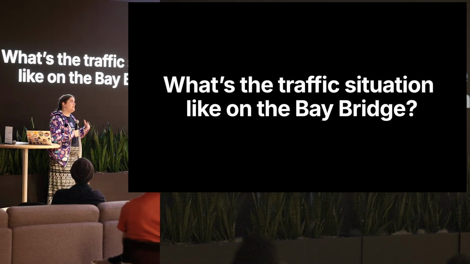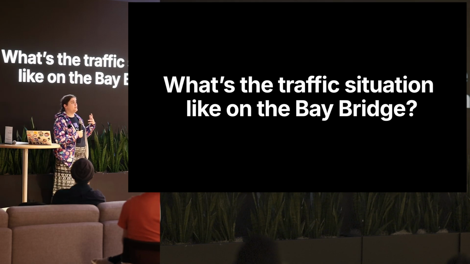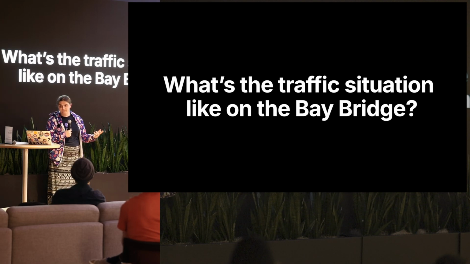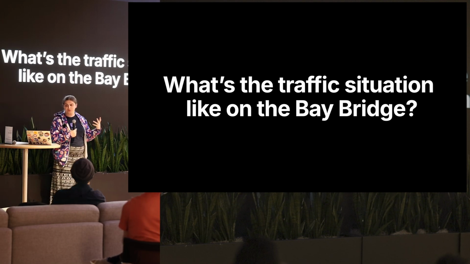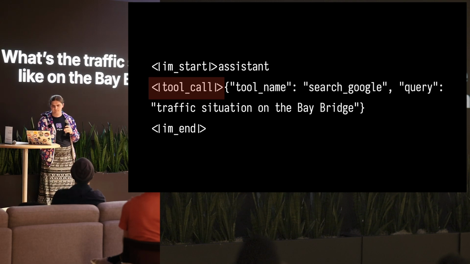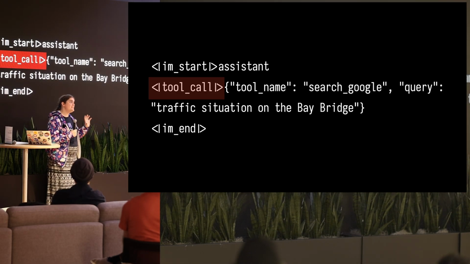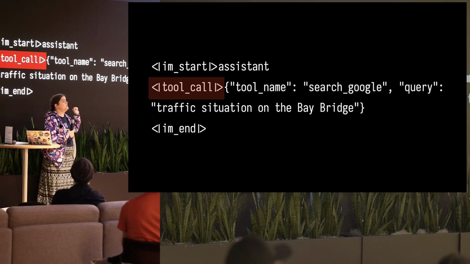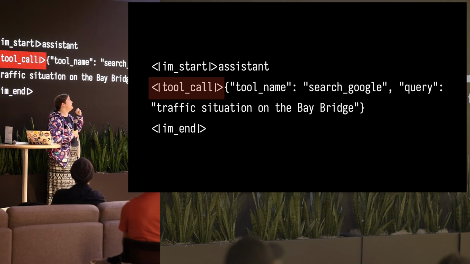So let's say you have that list of tools on the slide before, and the user asks the question, what's the traffic situation like on the Bay Bridge? Given the list of tools, the model can tell that it might need to do a Google search. So for the sake of argument, let's say that you've trained your model to emit this magic tool call token with special JSON whenever it needs to use a tool.